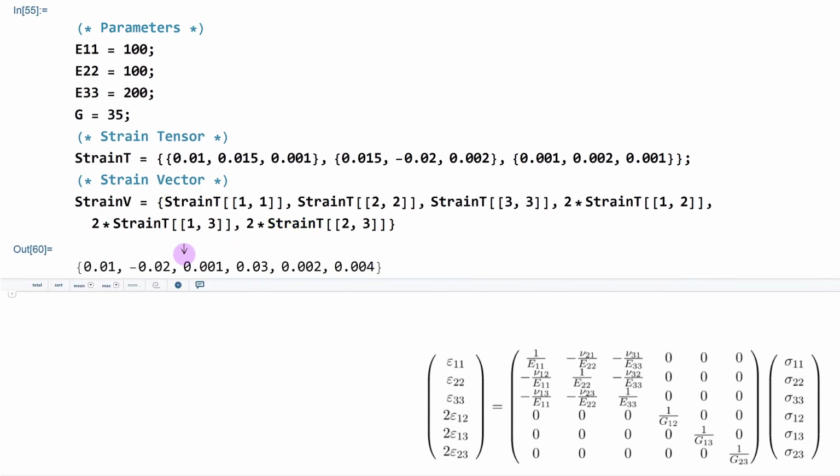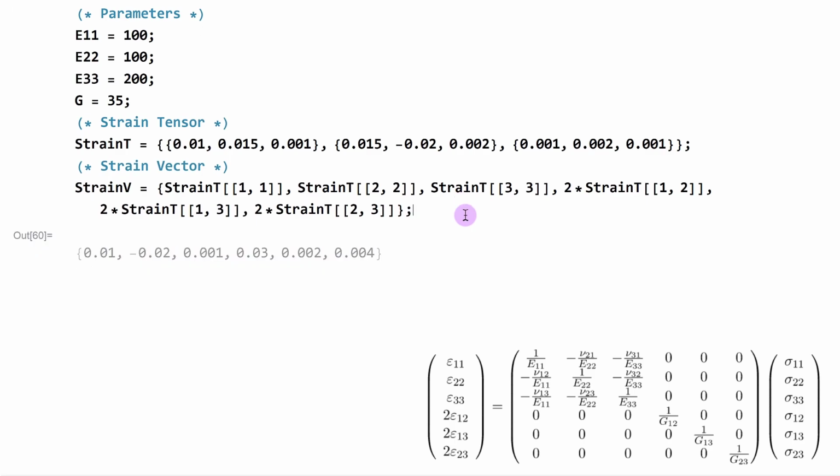And now when I run it, as we can see, we have a nice 6 row vector. So the first 3 are epsilon 1, 1, epsilon 2, 2, epsilon 3, 3. And then finally, we have 2 times epsilon 1, 2, 2 times epsilon 1, 3, and then 2 times epsilon 2, 3. So now that we have our strain vector, we're good to go.